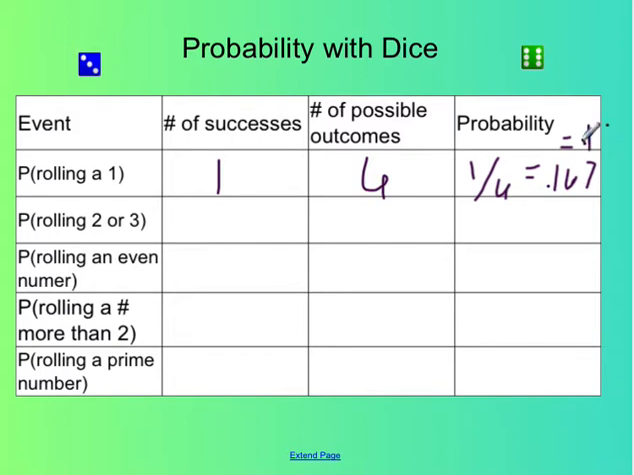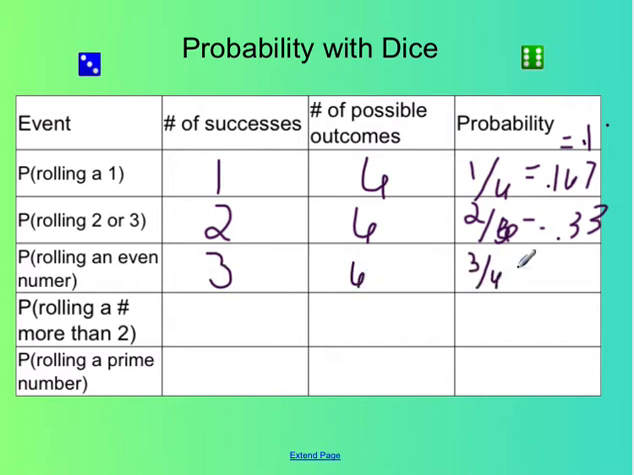The probability of rolling a 2 or a 3. How many successes are there? Well, there's 2. The number of outcomes is still 6. So that's 2 divided by 6, which gives us a decimal of 0.33. Next, the probability of rolling an even number. Let's count how many even numbers there are: 2, 4, and 6. So there's 3 even numbers, 3 successes out of 6 total. So we're going to do 3 divided by 6, which is 0.5.